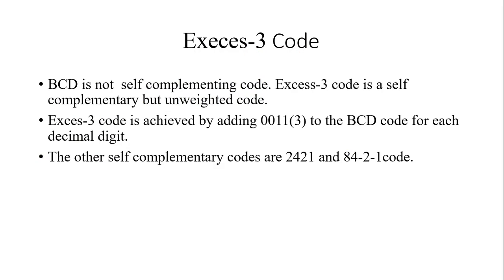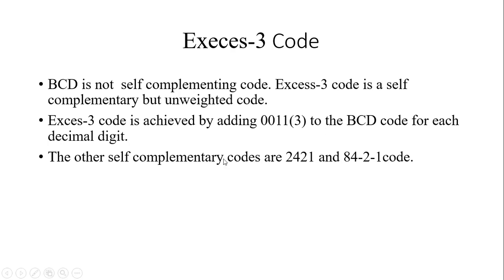XS3 code, as we have discussed earlier: BCD is not a self-complementary code. XS3 code is a self-complementary but unweighted code. XS3 code is obtained by adding 0011, the BCD of 3, to the BCD code for each decimal digit. Means to get the code of 5, we add 0011 to the BCD of 5, and we get the XS3 code for 5.